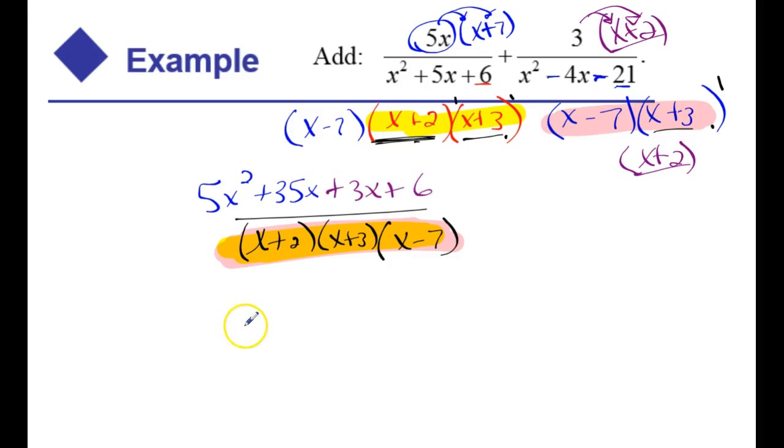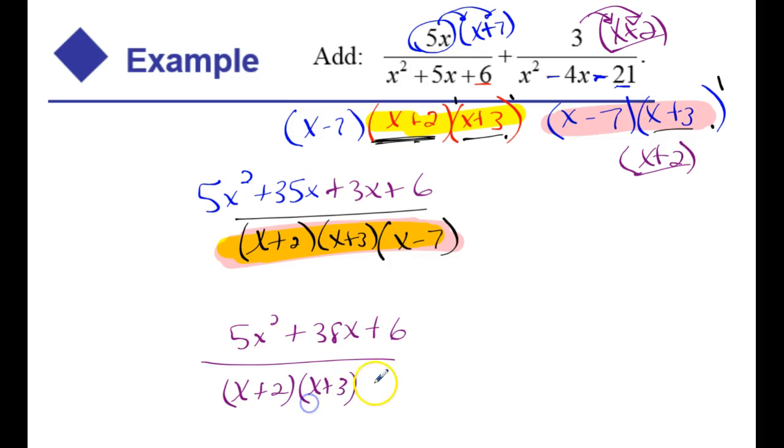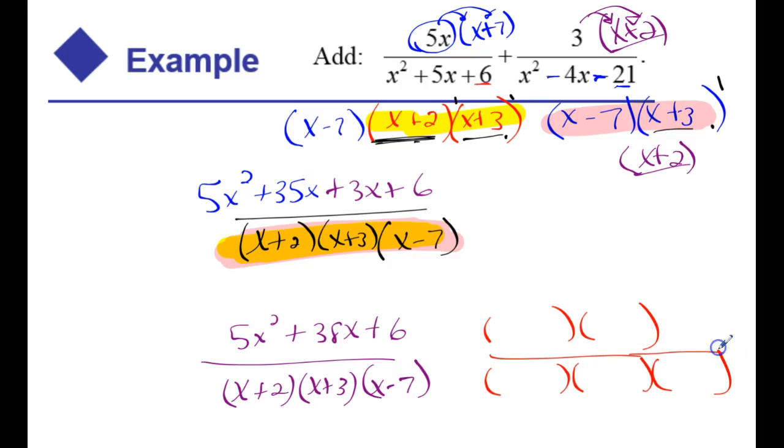And now I'm left with just combining like terms. So I'm left with 5x squared, 38x. I better look for, just like we did on the last problem, to see if I could simplify this. So I'm going to look for any common factors up top. So what I'm doing is trying to factor the numerator and see if it's any one of these factors in the denominator. So let's look. Factors of 5 and 6 that add up to 38.